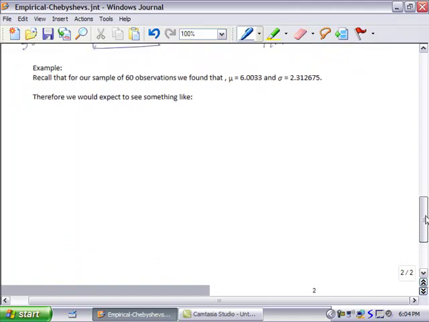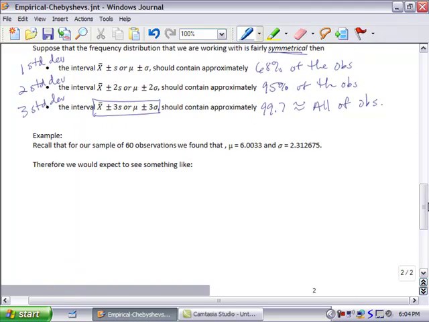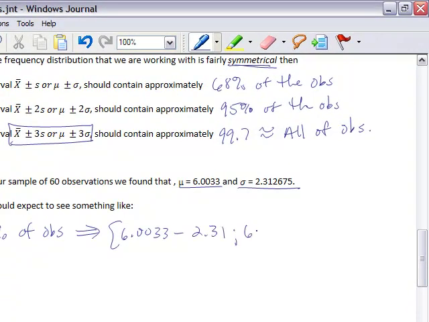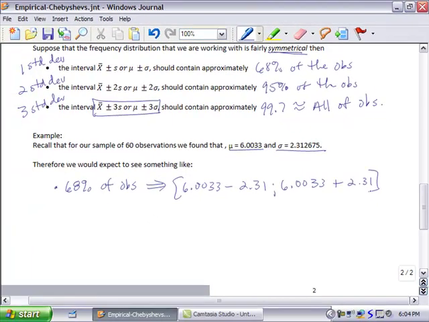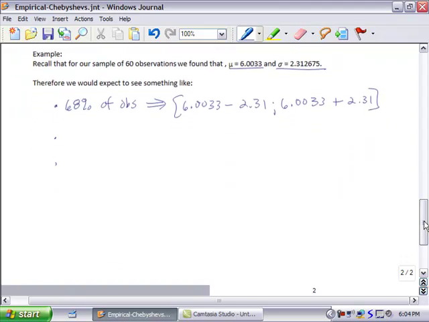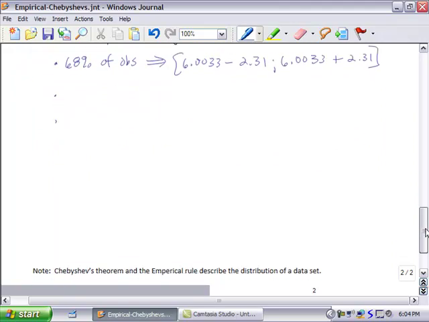So if we had that sample of 60 observations, where we had those point estimators for the mean and the standard deviation, we would expect to see something like this. 68% of the observations should be within the interval of 6.0033 minus 2.31, and that interval of 6.0033 plus 2.31. Okay, so within that interval, 68%, and you could go ahead and do that for 2 standard deviations and 3 standard deviations. And we could calculate the number of observations that we would expect to see within those intervals.